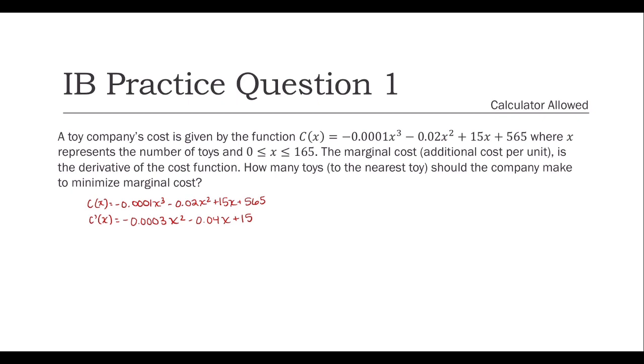Step 3 says write the equations for constraints on the variables. We don't have any equations other than that 0 is less than or equal to x is less than or equal to 165. So we have boundaries there.